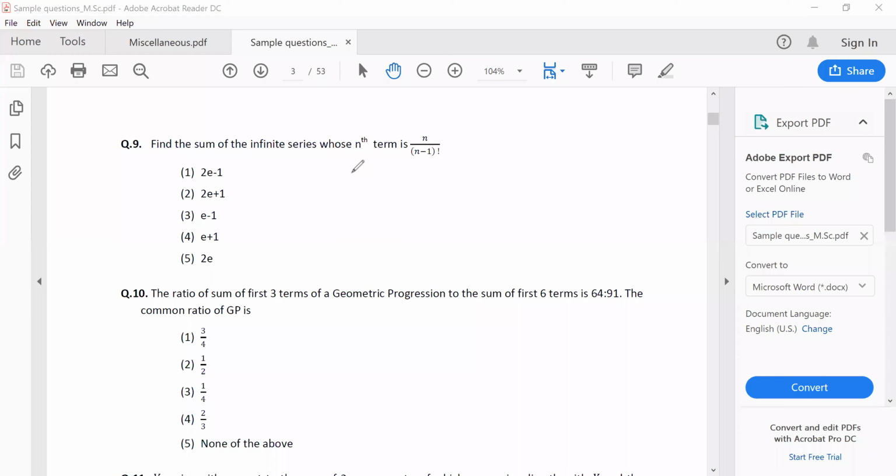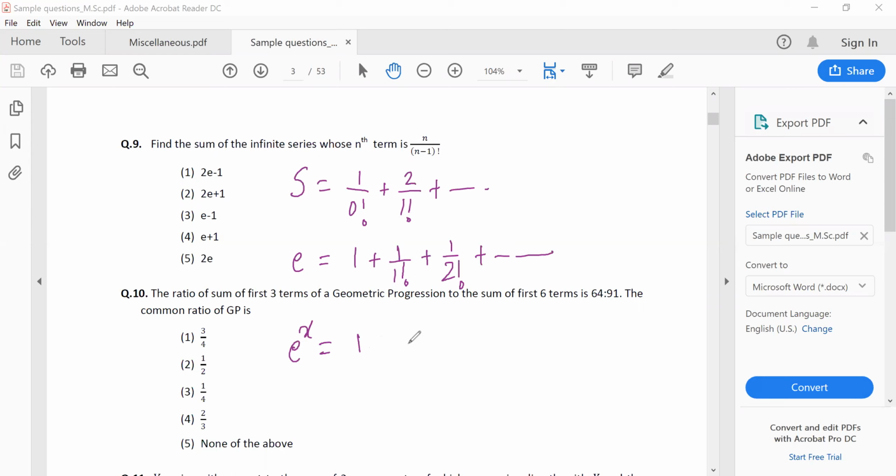As I said, there are basically two ways to do it. The first way that I will be showing you is, as I told you, 1 by 0 factorial plus 2 by 1 factorial. We need to find the value of e. What is e to the power x? If I differentiate LHS and RHS, what will the value be?